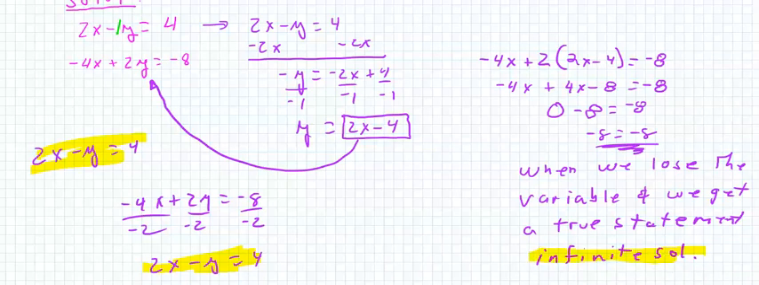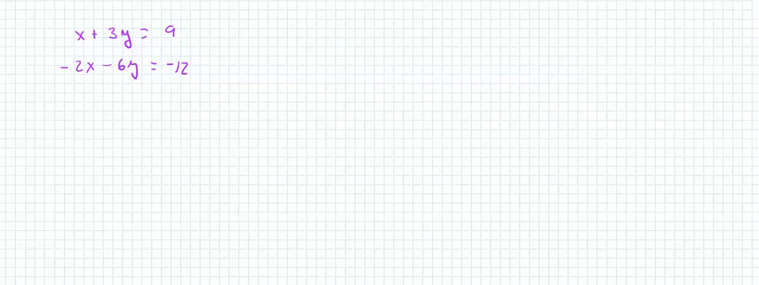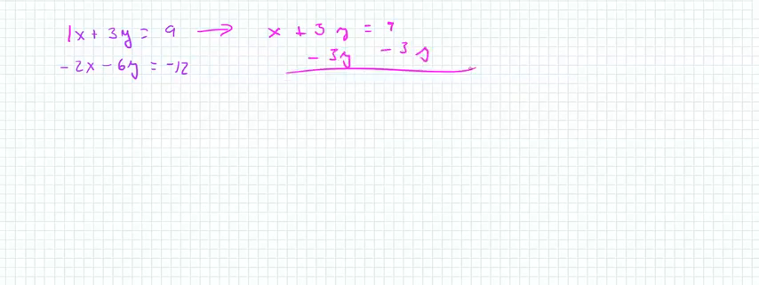All right, let's go to our next case. This one looks like it'll be a little easier. This equation has no negative there. So we have x plus 3y equals 9 minus 3y. And we end up with x equals negative 3y plus 9. I substitute this in for x.